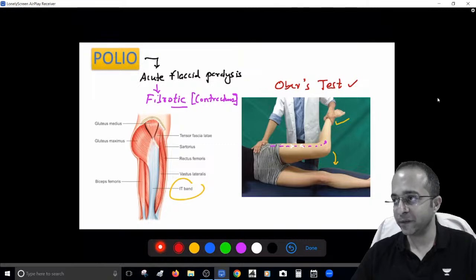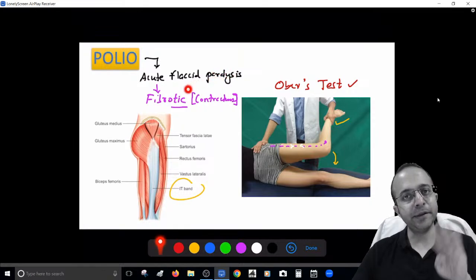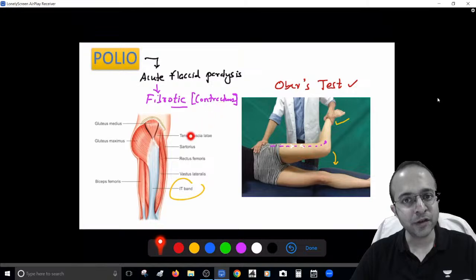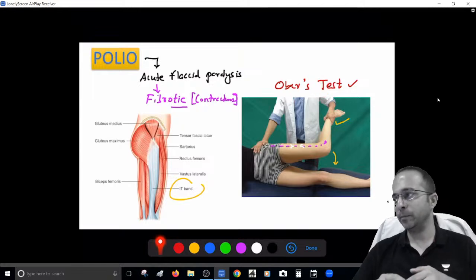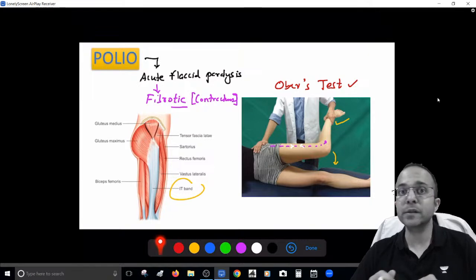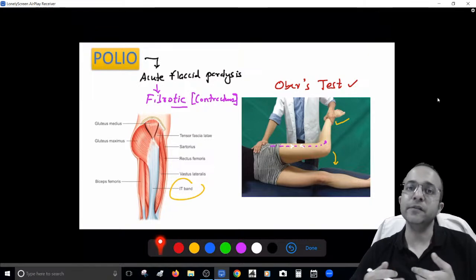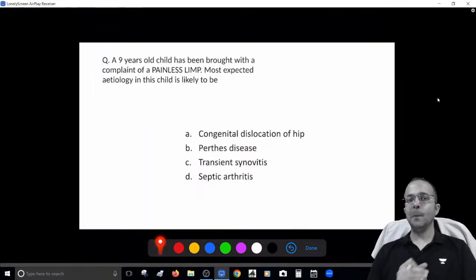Understood well enough what is Ober's test? Understood the problem in polio, that first there will be paralysis of the muscles. The paralyzed muscles will be replaced by fibrous tissue leading to contractures, and paralysis in the TFL and gluteus maximus would tighten up the iliotibial band leading to its contracture, and this contracted IT band gets tested by Ober's test in polio. When Ober's test is positive, you need iliotibial band release. You have to cut this tight band so that the patient can assume a normal gait pattern. Fair enough.